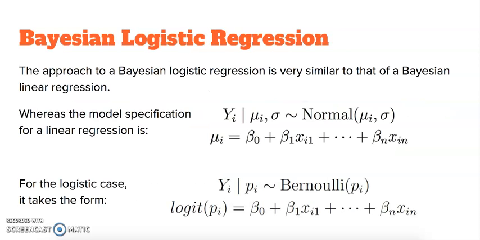So extending this to the Bayesian logistic regression is really similar to the linear regression, except you can see here, instead of saying that our data is normally distributed, it's now Bernoulli distributed as it's a binary outcome variable. And as I was saying earlier, instead of saying that P is a function of our different predictor variables, we say that logit of P, or the log odds, is a function of our predictor variables.